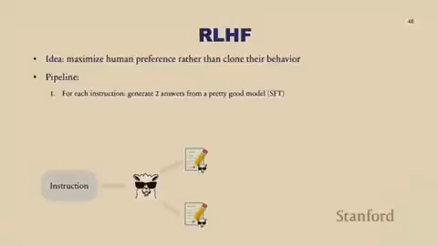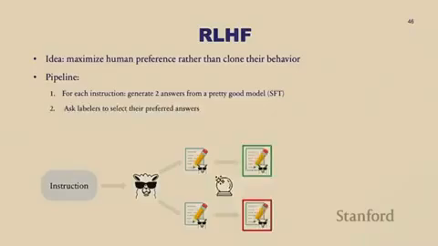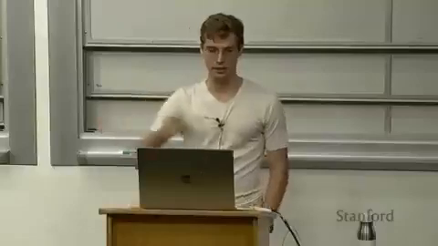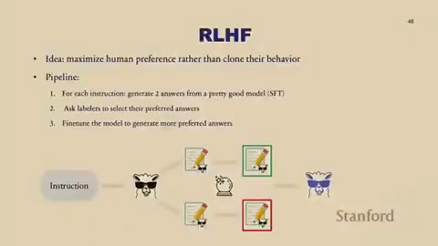And the way we're going to do that, so the pipeline, is that for every instruction, you're going to ask a model to generate 2 answers. And usually you use a pretty good model, so you usually don't use a raw LLM here, you use a fine-tuned LLM already to give pretty good answers. And then you ask labelers which of these 2 answers was better. So select the preferred one, and then with different types of algorithms, we're going to talk about the algorithms, you just fine-tune the model to generate more of the green thing than the red thing, so more of the good stuff. So now the question is how, and we're going to talk about that right now.